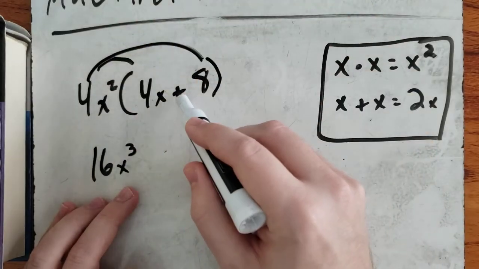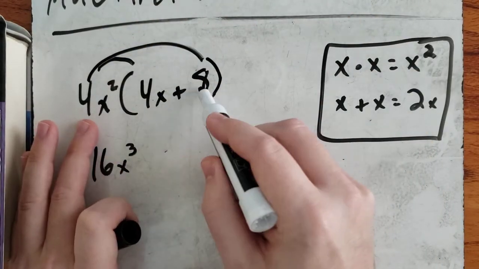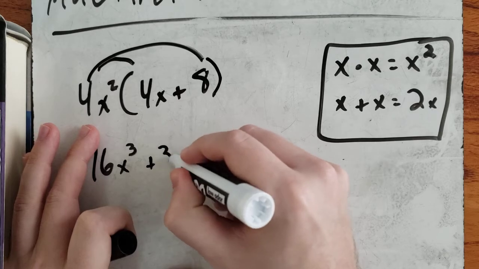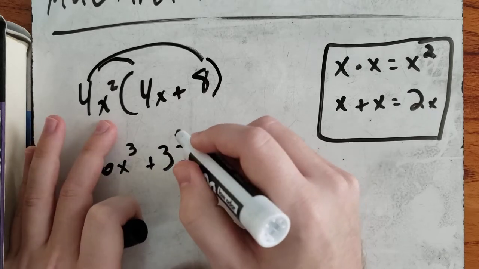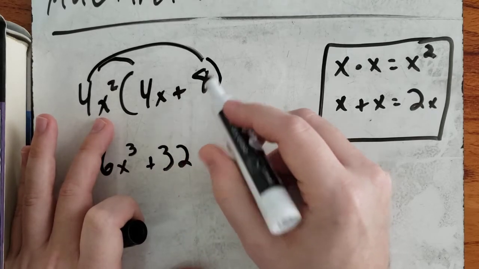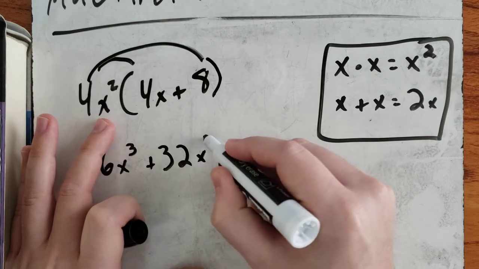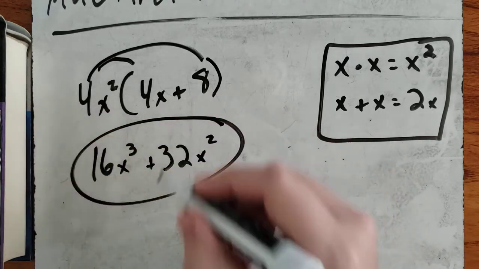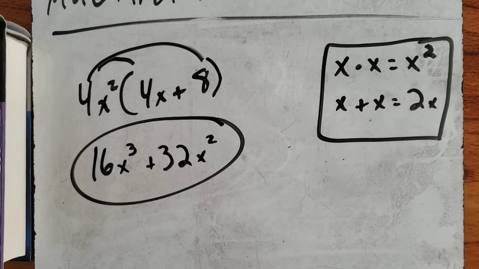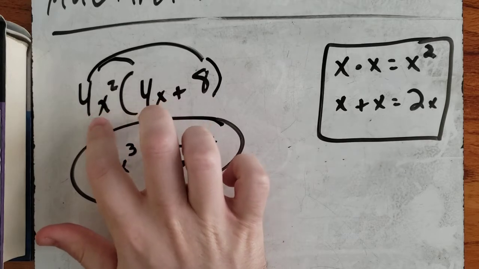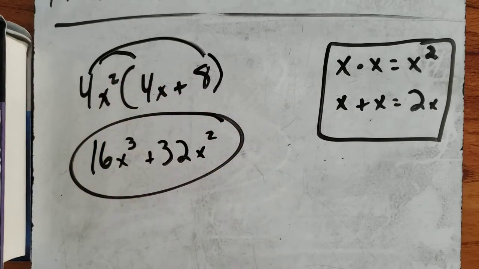Now, second part, it's positive 8. So 4 times positive 8 would be a positive 32. We have x squared here. There's no letters here, which means this x squared just comes down and joins that. Okay? That's all there is. Multiply your numbers. Okay? Multiply the letters. X squared times x, x to the third. Remember, we're just adding the exponents of the letters, okay?